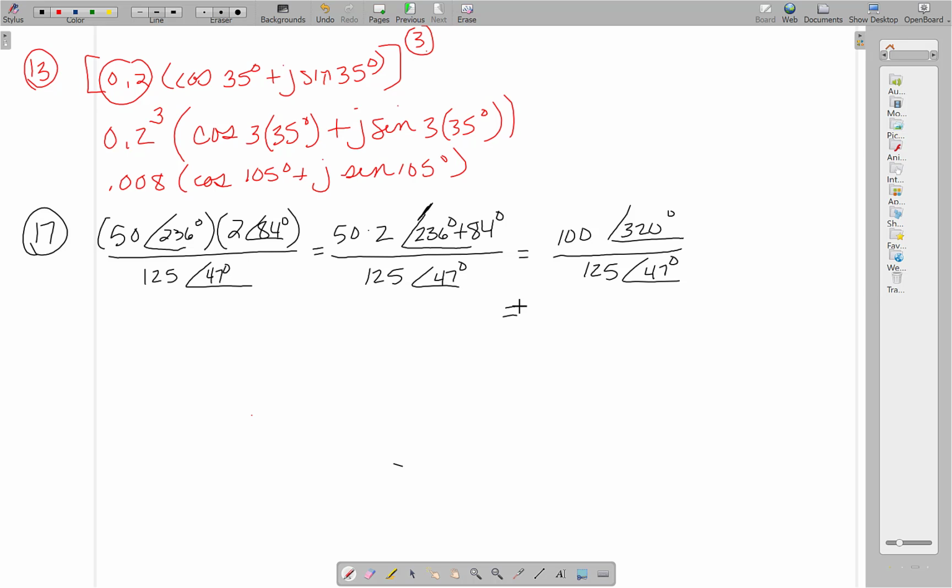And what do we do when we divide? We do 100 divided by 125. And then what's going to be in our big angle sign? You subtract. Whenever you divide, you subtract. So we're going to take 320 degrees minus 47 degrees. And that will give us 0.8 with our big angle sign of 273 degrees. Wow, that was nice. That worked out perfect. It was in polar form to begin with, and it ends up in polar form.